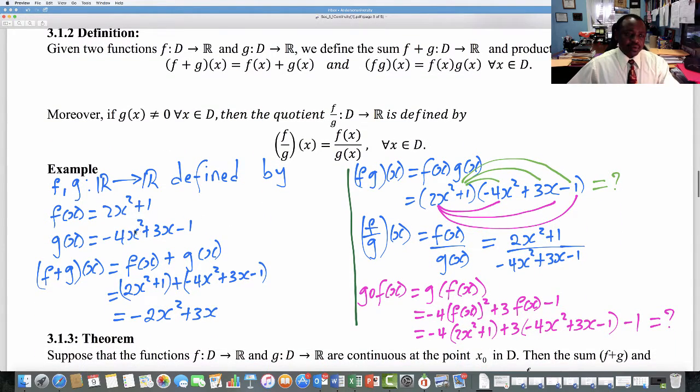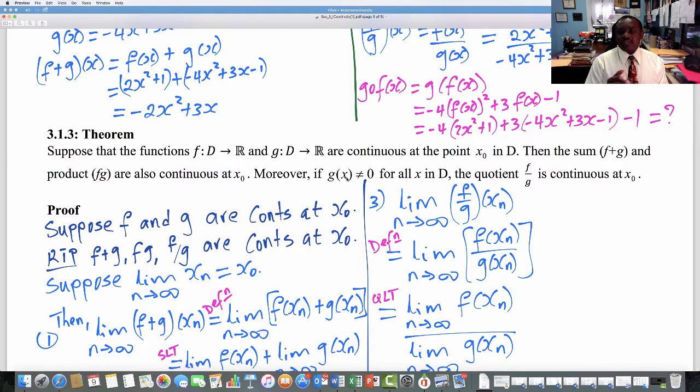So for example, if f(x) is our function 2x squared plus 1, and g(x) is our function negative x squared plus 3x minus 1, then (f plus g)(x) will be f(x) plus g(x), which would be adding these two functions. (f g)(x) would be f(x) times g(x), which would be multiplying these two functions, and (f divided by g)(x) would be f(x) divided by g(x), and I will have the quotient of these two functions.